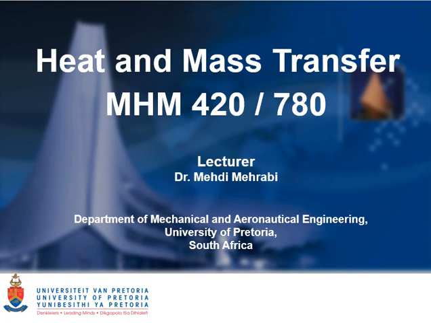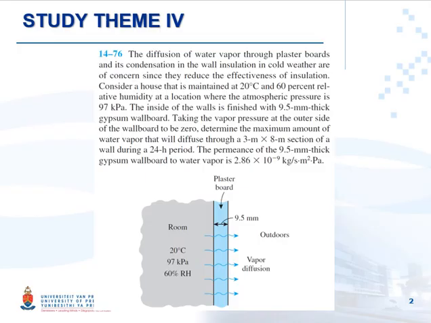We finished the last session by talking about the water vapor migration in buildings. We solved one example, but I would like to solve another example today as well to make it clear for all the students. And after that, we are going to start talking about transient mass diffusion. Okay, so it's question 14.76 of your textbook.